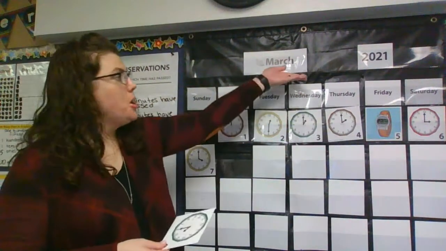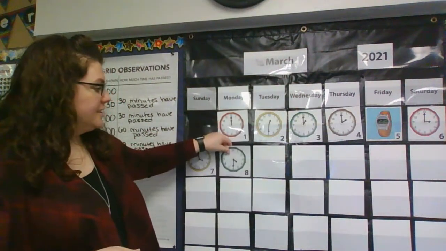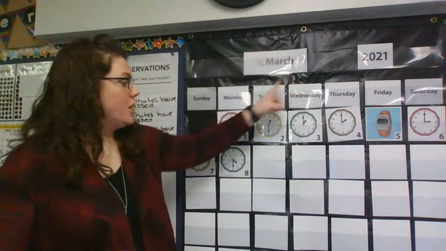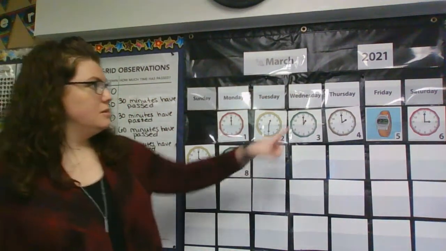What's our date for today? It's the 8th. Good. That means it's the 8th day of the month. Let's talk about what month it is. Say it with me. March. Awesome. So let's put our whole day together. Are you ready? Today is Monday, March 8th, 2021. Good job, my friends.